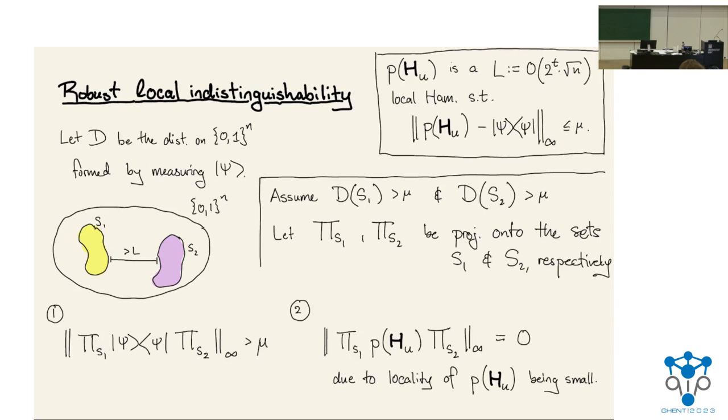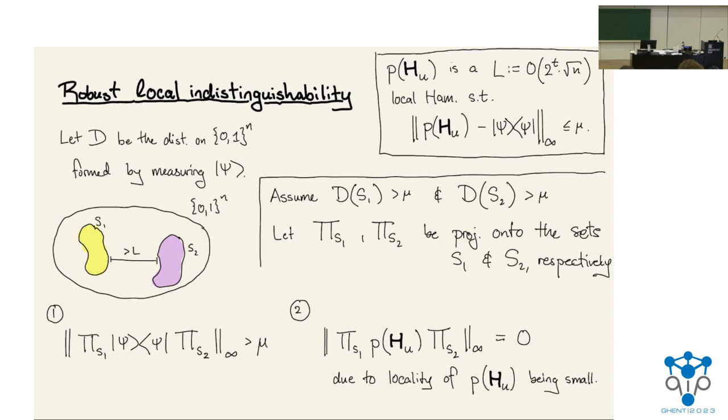Then I'm going to get the following consequence. If I instead look at P of HU sandwiched between these two projectors, I would get that this is zero. And why I get that is because the locality of PHU is small compared to the distance between S1 and S2. So none of the terms of this Hamiltonian could compare some of the mass in S1 and some of the mass in S2 simultaneously, because S1 and S2 are far apart. So this operator is zero.